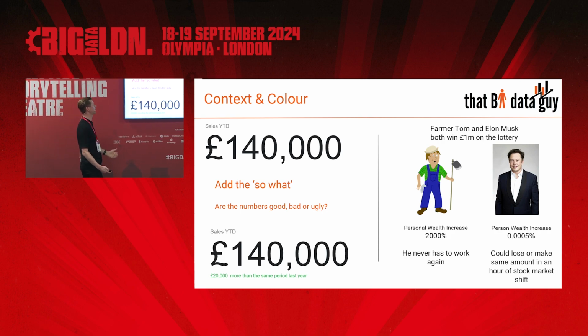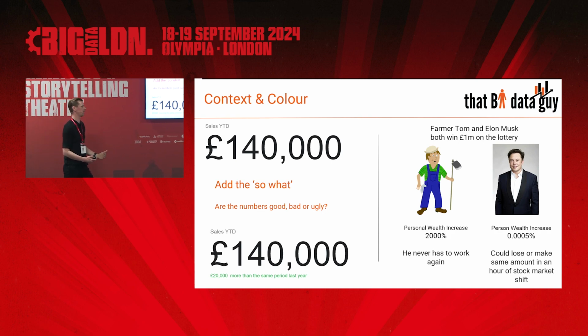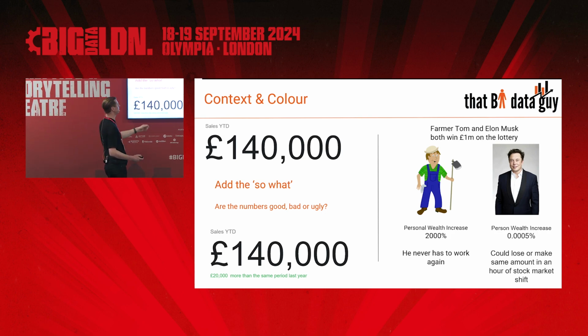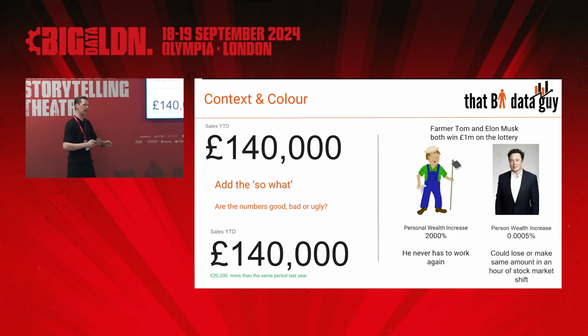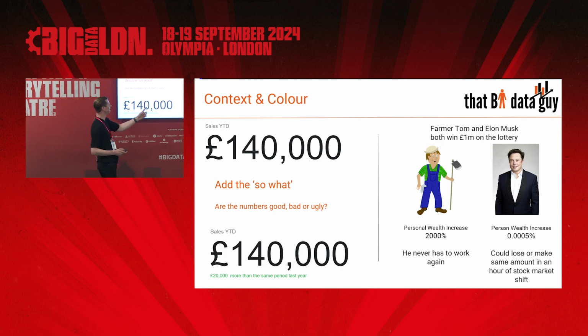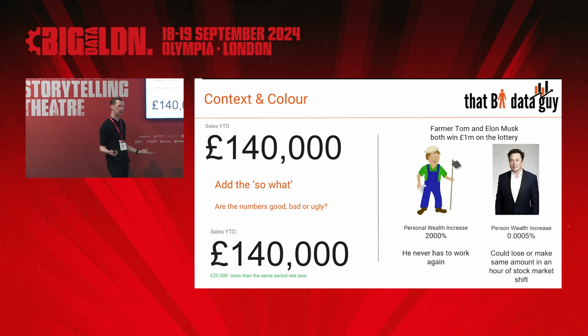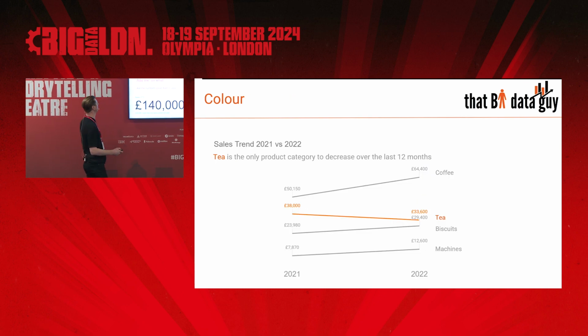And context. You're talking to the CFO about £1 million. They might not care, yeah? So Farmer Tom wins £1 million, he never has to work again, yeah? Puts down his shovel, he goes and lives the dream. Elon Musk sneezes and loses £1 million. So, it's completely different. So you've got to know your audience, okay?